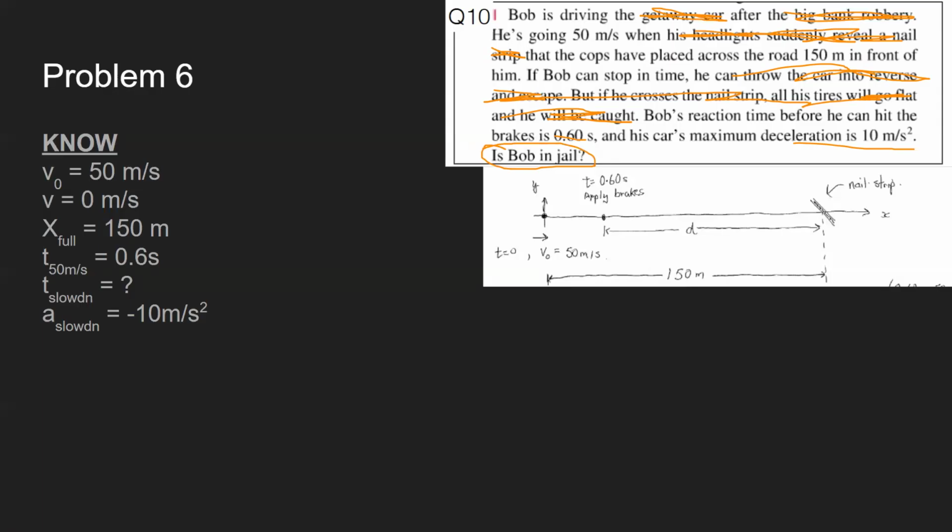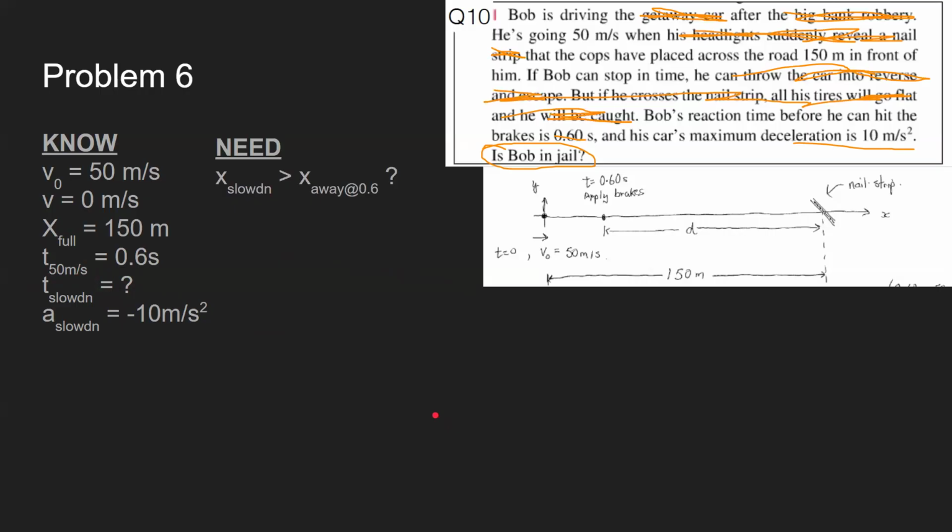The time that he's going 50 meters per second for is 0.6 seconds, because that's his reaction time. So the time that he's going that speed is 0.6 seconds. The time as he's slowing down, we don't know. Acceleration, so I don't even know why I put that there. Sorry about that. Acceleration as he's slowing down is negative 10 meters per second squared.